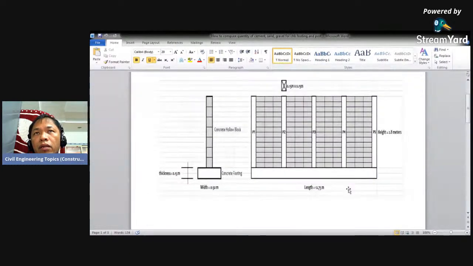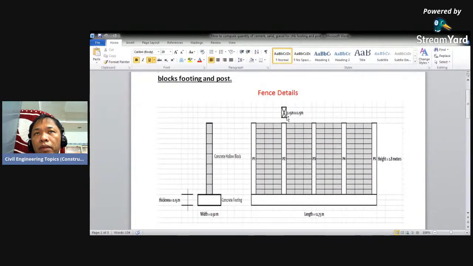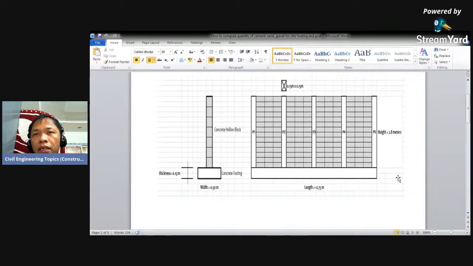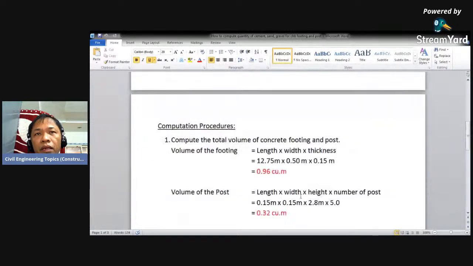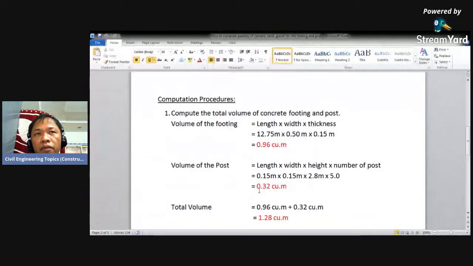So ito yan dito. 0.15 by 0.15 by the height of 2.8 meters times the number of posts is 5. Okay. So the volume of the post is 0.32 cubic meter.